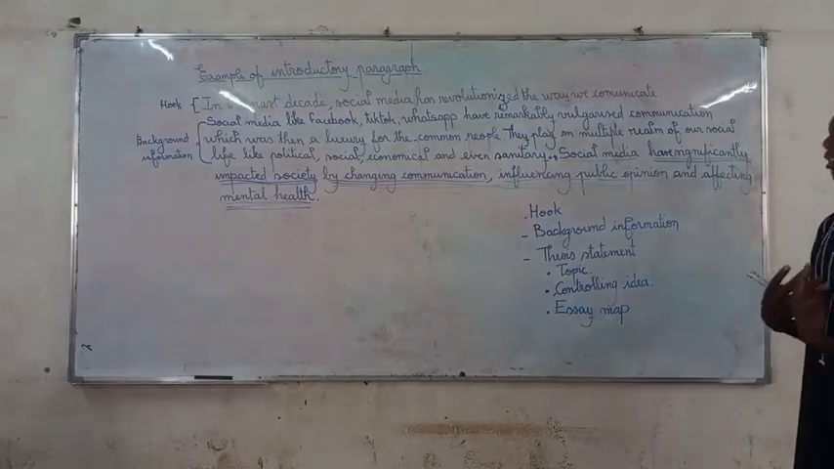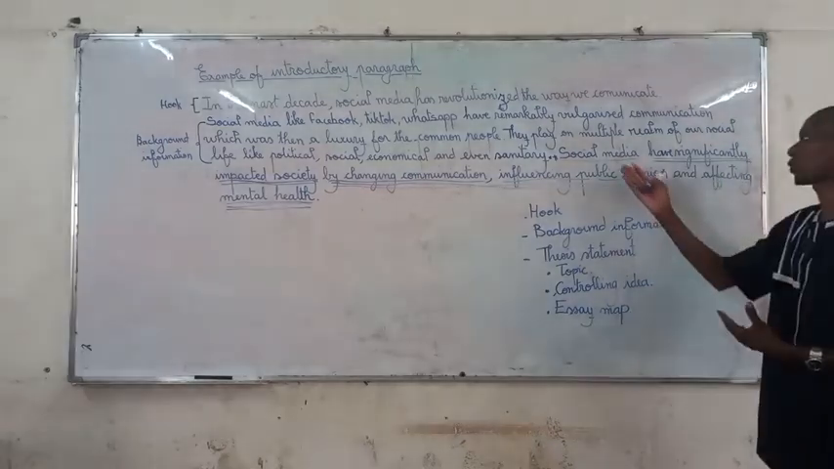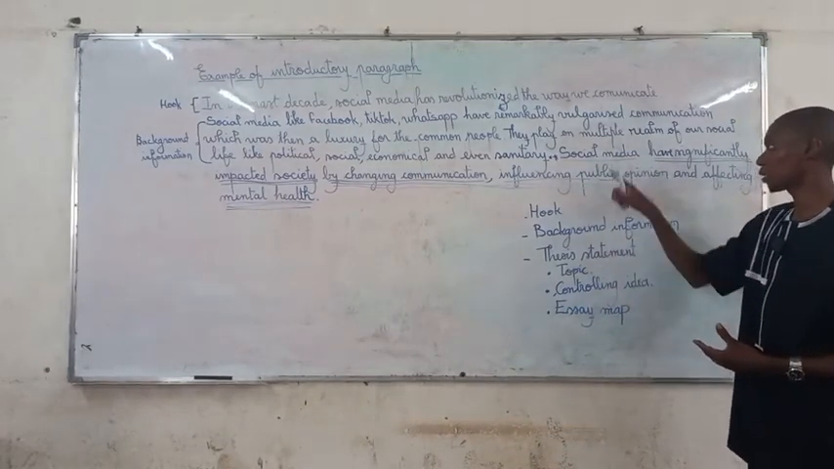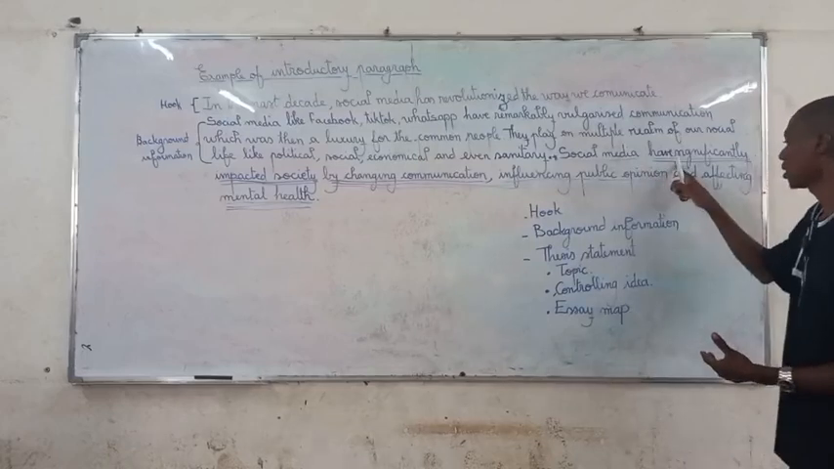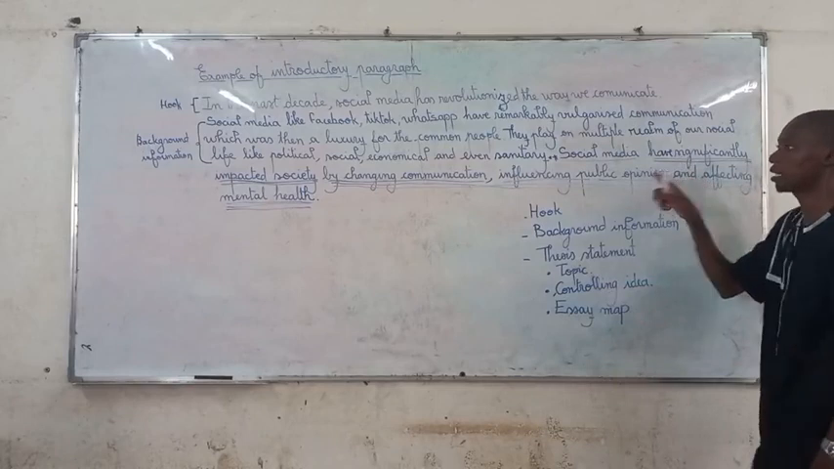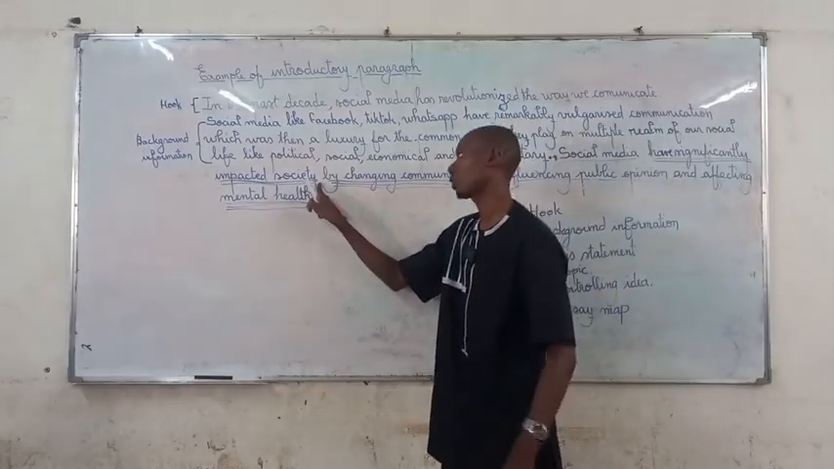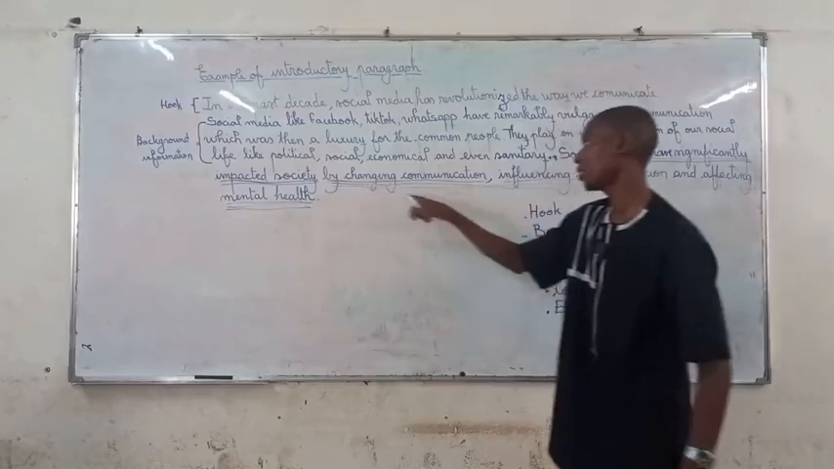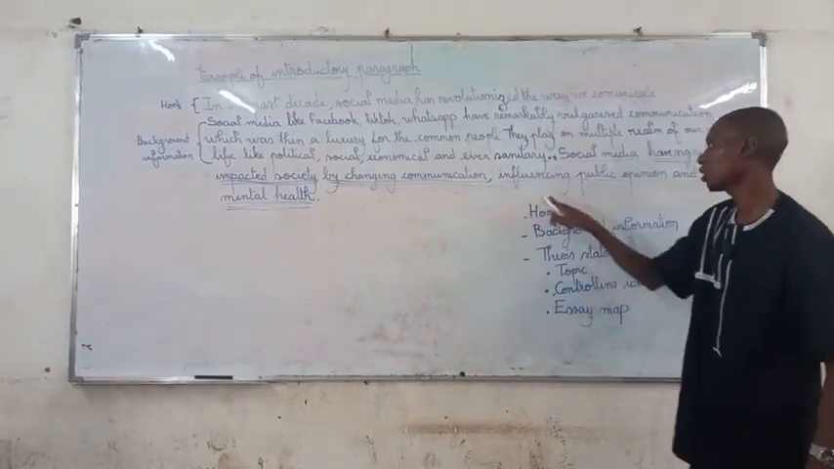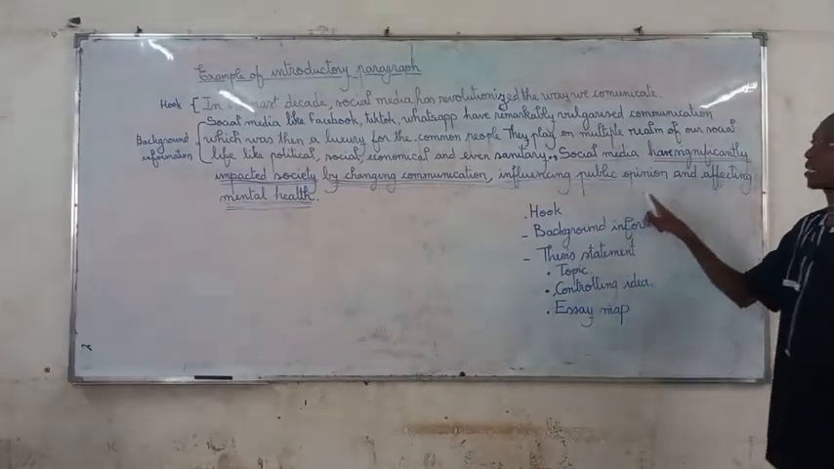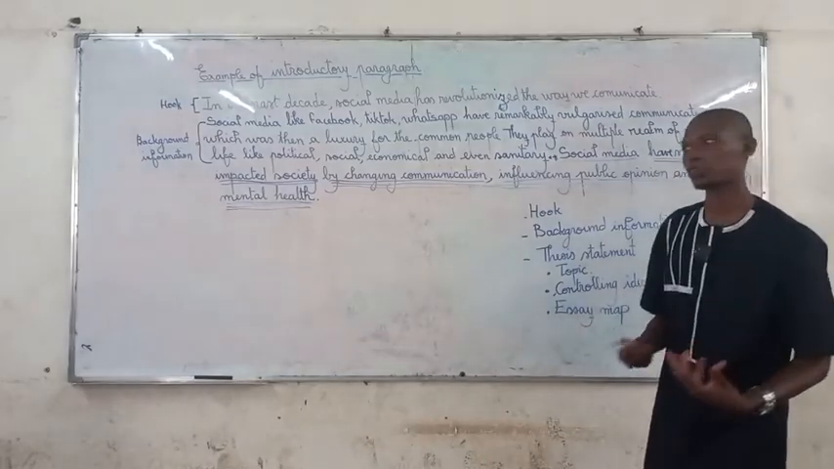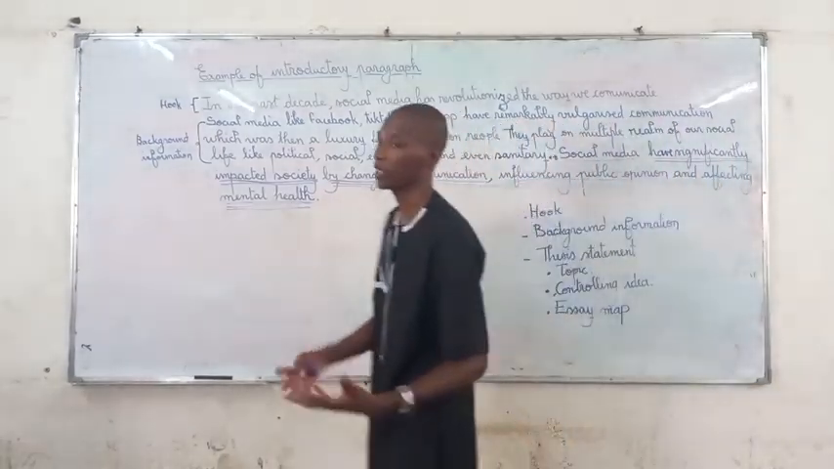Now, talking about the thesis statement here, you can see here my topic is here. Now, we talked about the controlling idea. Here's my controlling idea on the line with two lines. It stops here. And as I said, the last point, the essay map, changing communication, influencing public opinion, and affecting mental health is my essay map.